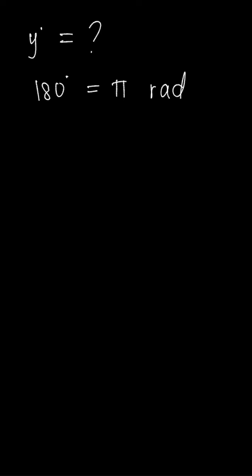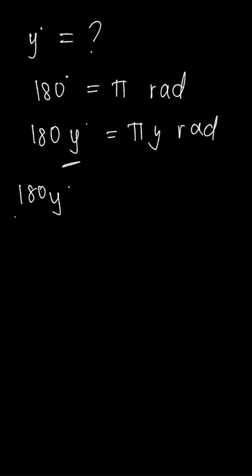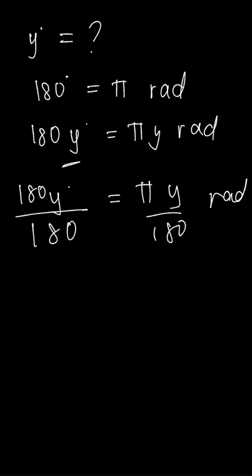And now suppose you have y degrees and you want to find out how many radians it is. Let's go back to our original formula. 180 degrees equals pi radians. And now let's multiply both sides by y. 180y degrees is equal to pi y radians. And you just want the y degrees, so let's divide both sides by 180. So 180y divided by 180 is equal to pi y by 180 radians. And now you can cancel 180 and 180. So you get y degrees is equal to y into pi by 180 radians.